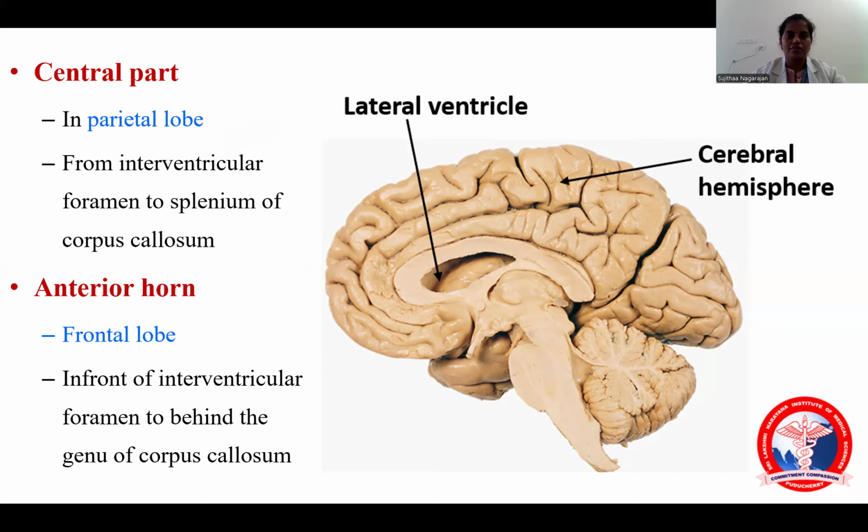Now the central part is present within the parietal lobe and it extends from interventricular foramen to splenium of corpus callosum. So this one is the splenium of corpus callosum. Anterior horn is present within the frontal lobe. It is present in front of the interventricular foramen to behind the genu of corpus callosum.